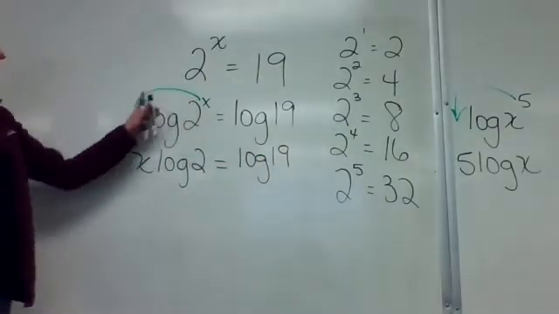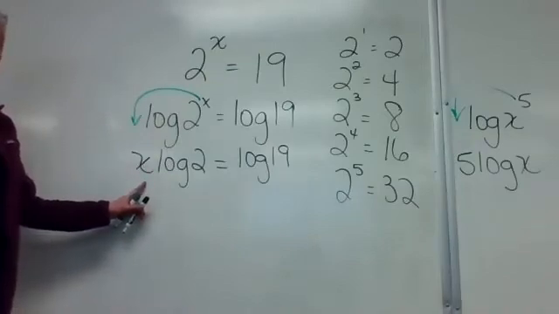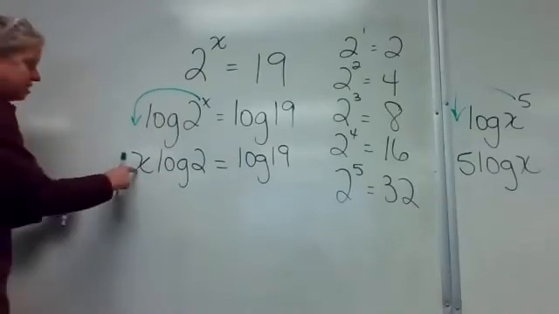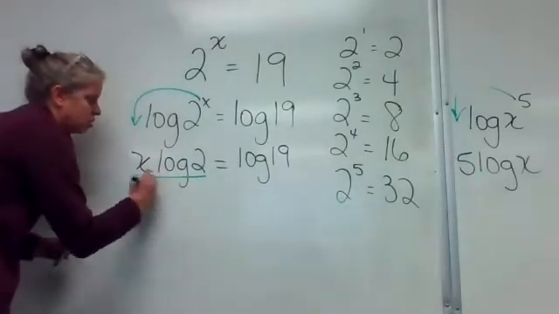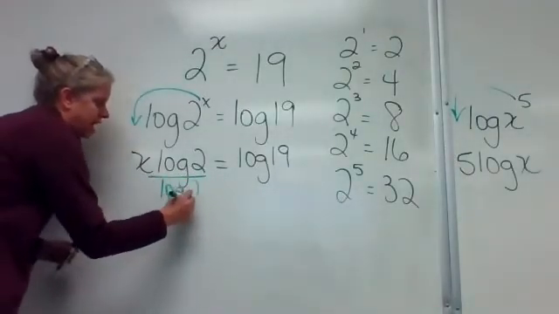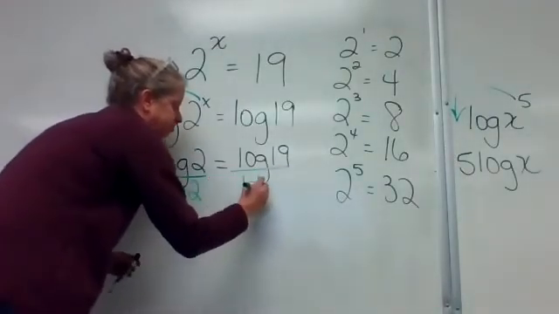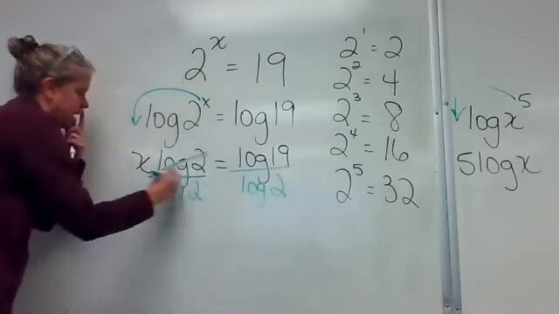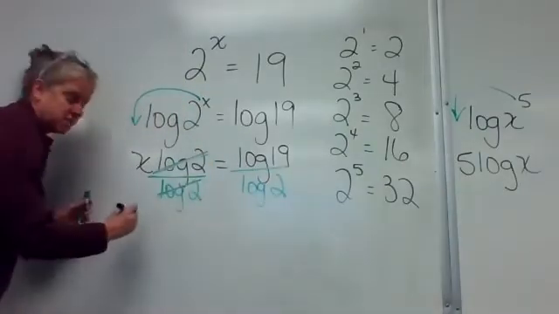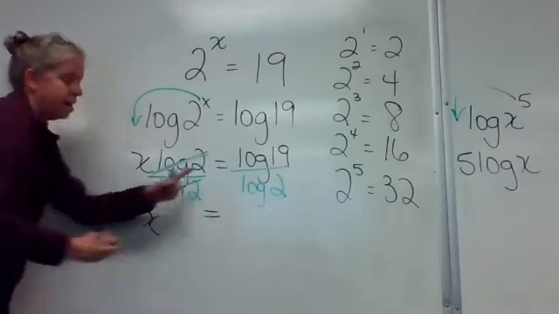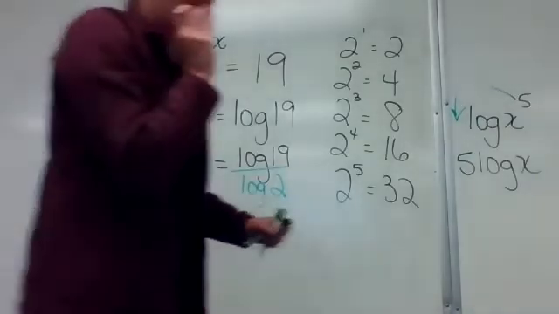So now that the x is out of the exponent, I could isolate it, right? So if this is x times log 2, I just need to divide both sides by that log of 2. So this cancels. There's your x all by itself. And then this is calculator work.